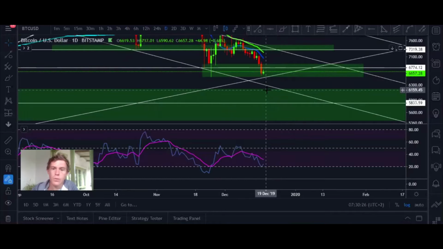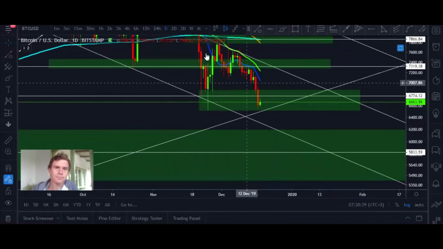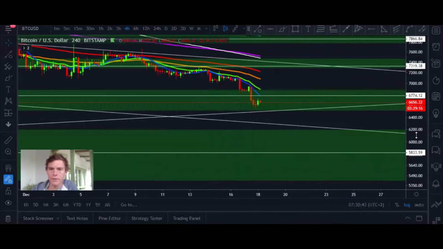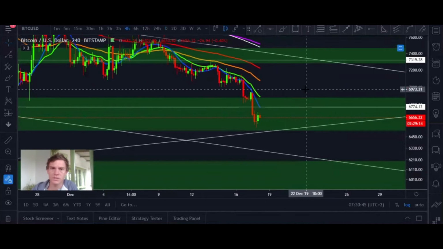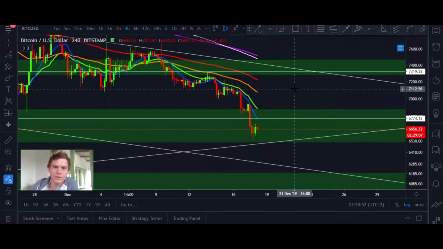We could push lower into this green zone right here. So I want to see how price reacts while we're inside of this green box, this liquid zone. And if I'm happy with what I'm seeing, I'll probably enter a very, very small long position. I don't want to build too big of a position if we're still trending to the downside. It's never a good idea to dollar cost average into a downtrend.